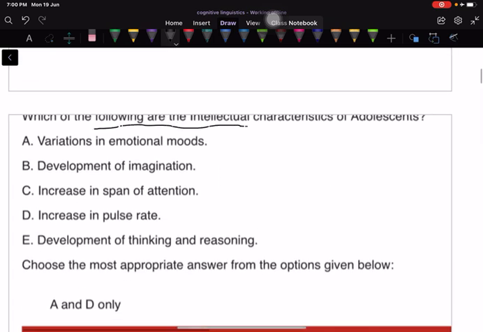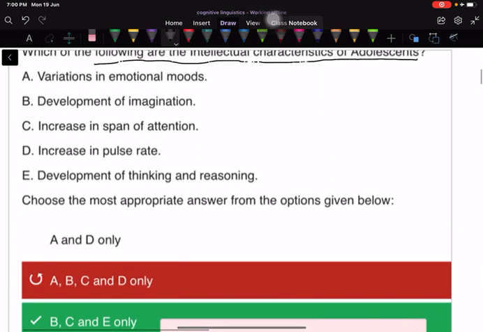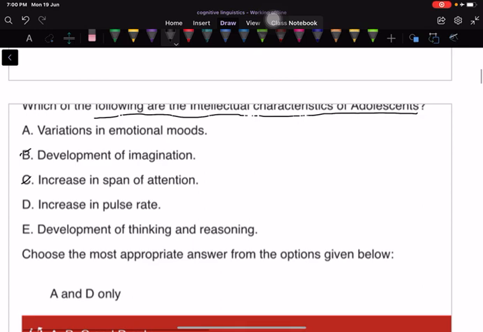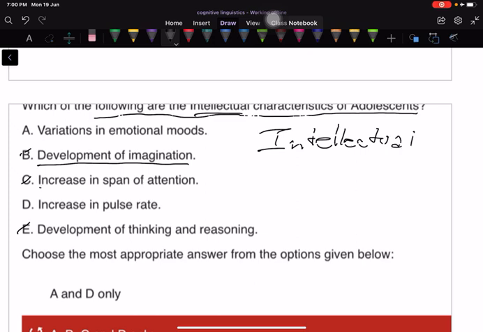Which of the following are intellectual characteristics of adolescents? So, the intellectual characteristics of adolescents are B, C, and E. Development of imagination comes under the intellectual characteristics. Increase in span of attention and development of thinking and reasoning, not increase in pulse rate and variations in emotional moods. So, development of imagination, span of attention, and development of thinking and reasoning.